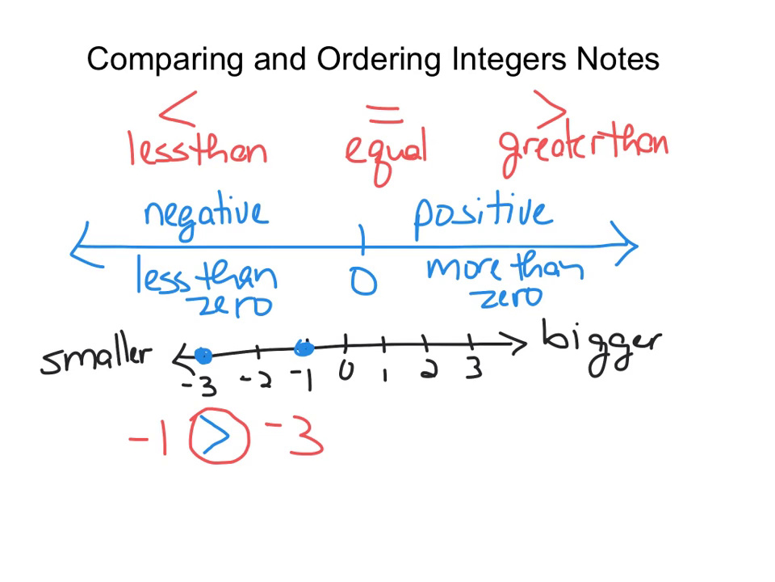Now if you look at another one, we have +1 compared to positive 3, and in this case, what happens? We get the 3. Yeah, 1 is less than 3, right? The big old 3. 1 is less than 3. Okay, so these are the rules when you're working with comparing integers.